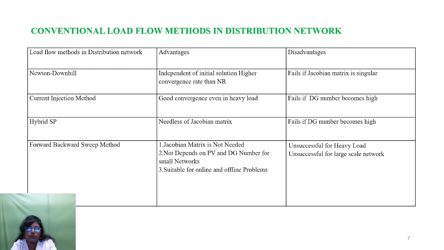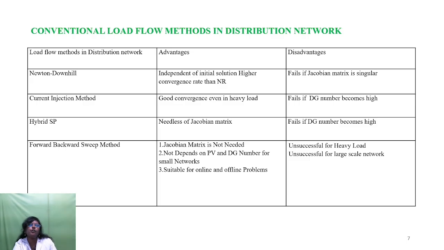Next, the fourth method is the forward backward sweep method. The main advantages are that it does not need any Jacobian matrix and does not depend upon any PV or DG number, and it is very suitable for both online and offline solutions. But the disadvantages are that it is unsuccessful for heavily loaded conditions, and if the system size is very large, it takes more time to converge the load flow solutions.